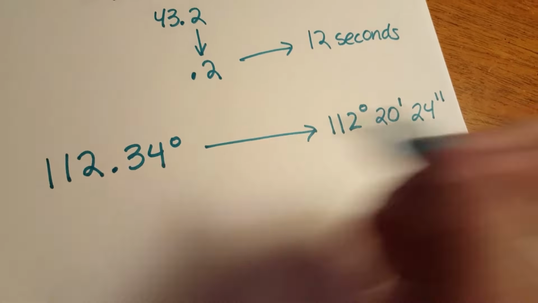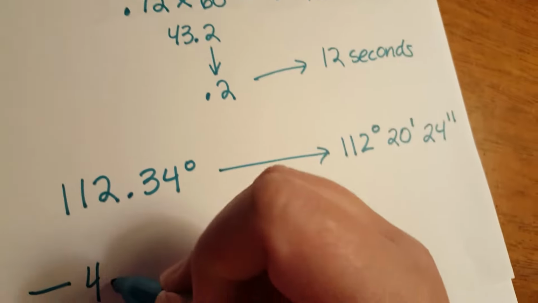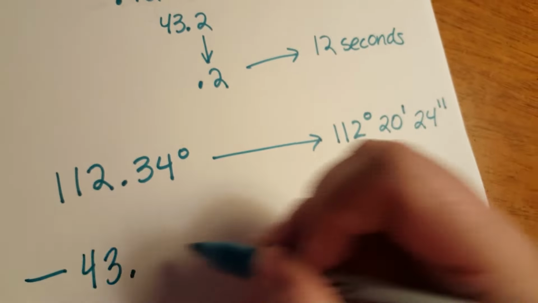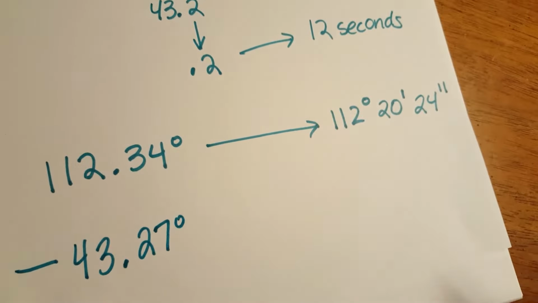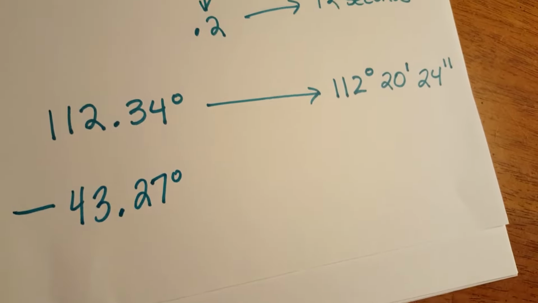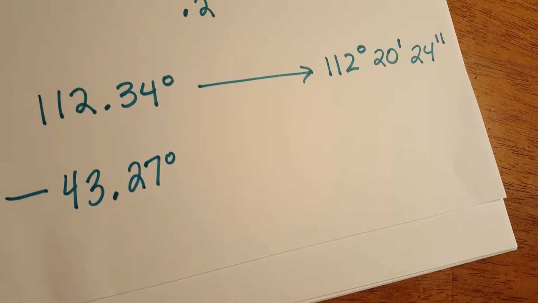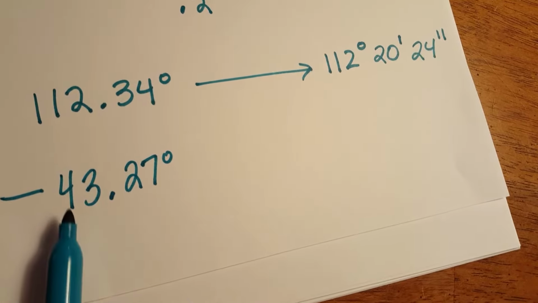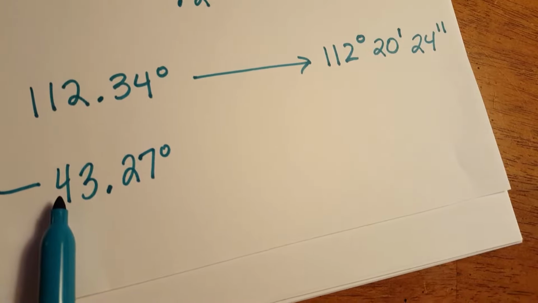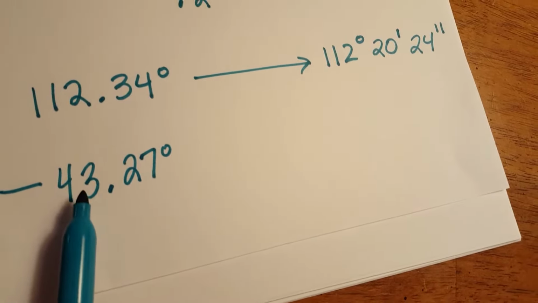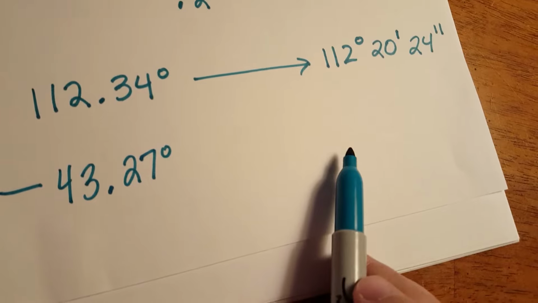Last one. Let's say I have negative 43.27 degrees. Okay? I'm going to basically do it as if there's no negative, because that's not the most important thing here. I'm going to go ahead and transfer it into degrees, minutes, seconds, and then pop a negative back on front, because if it's negative, it's going to be negative.